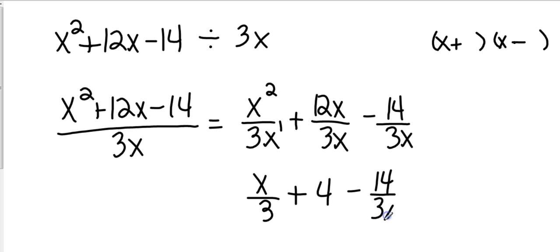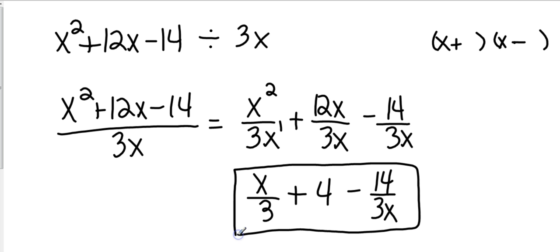So as crazy as the answer seems, it is x over 3 plus 4 minus 14 over 3x. Again, the only reason it came out like that is because we could not factor it at the beginning.